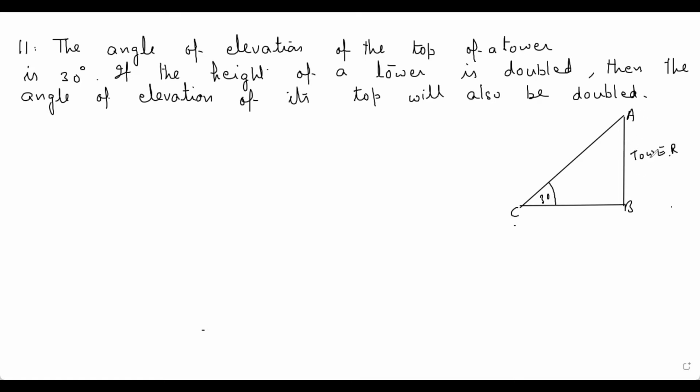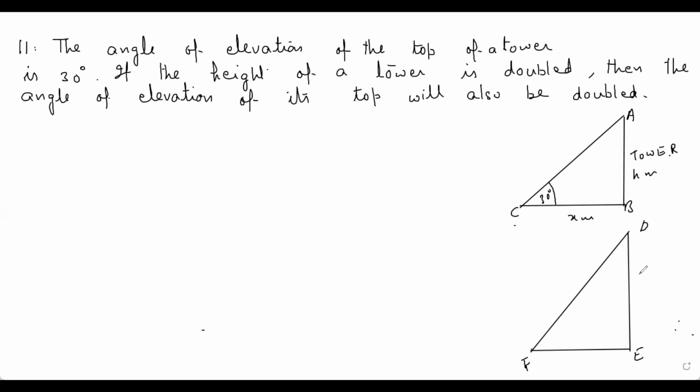Suppose AB is a tower. The height of this tower is h meter. And the angle of elevation of this top with this point is 30 degrees. And let this distance CB be x meter. He says if the height of a tower is doubled, then the angle of elevation of its top will also be doubled.